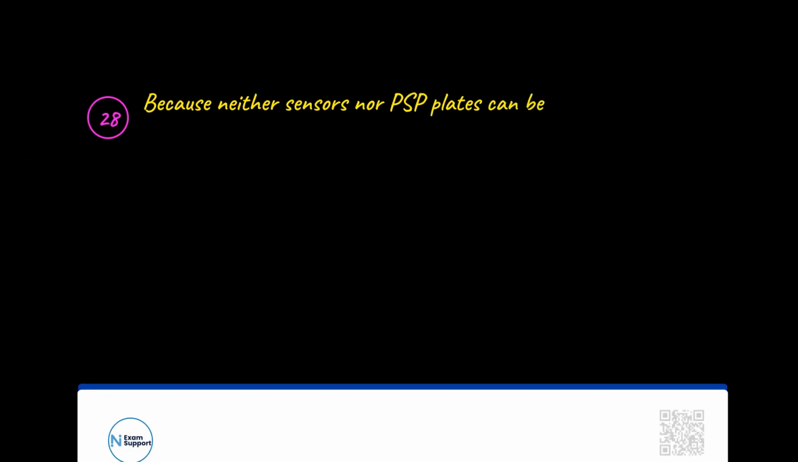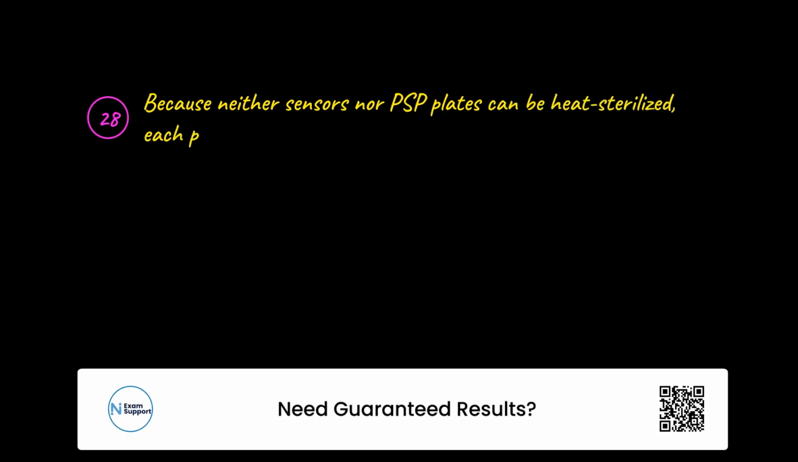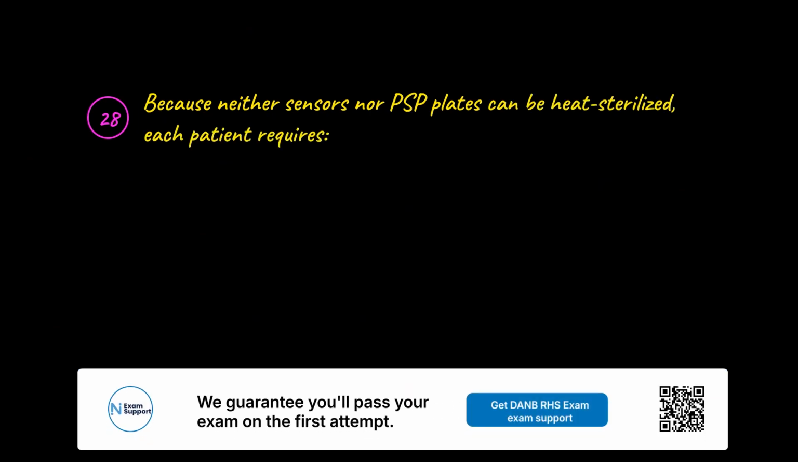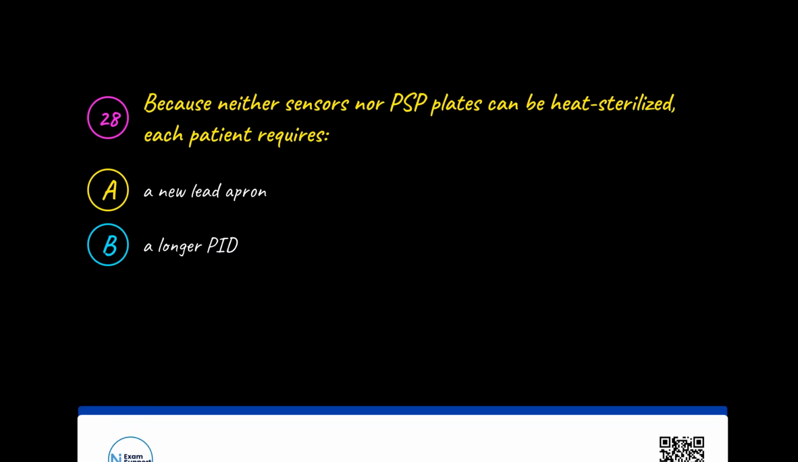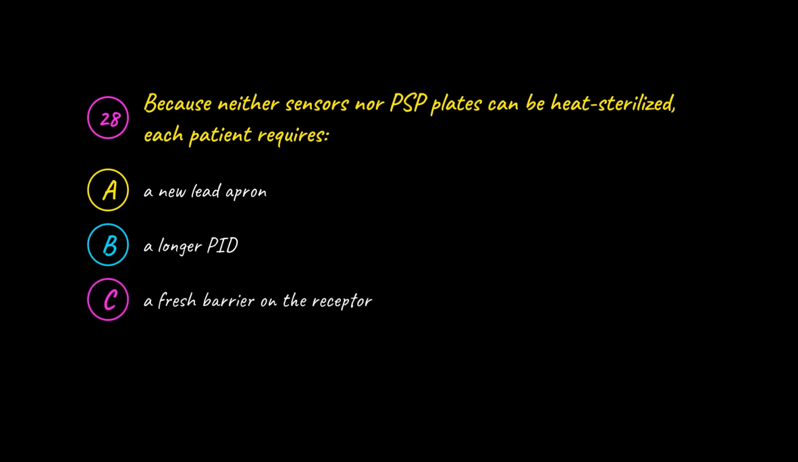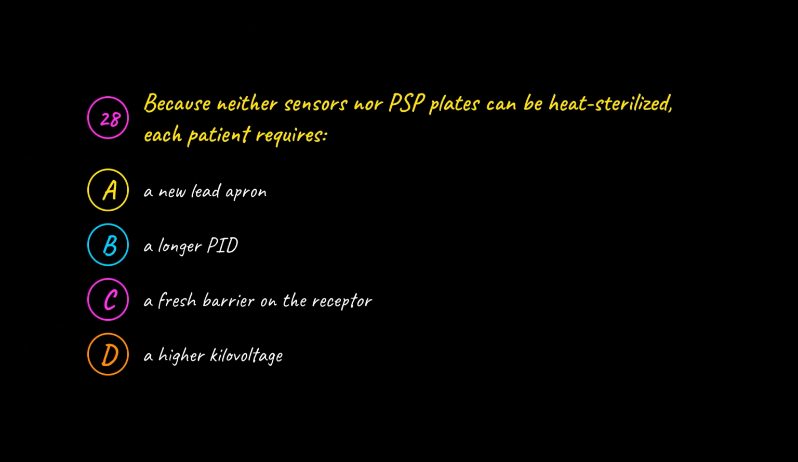Question 28. Because neither sensors nor PSP plates can be heat sterilized, each patient requires. Your options are A. A new lead apron, B. A longer PID, C. A fresh barrier on the receptor, D. A higher kilovoltage. What's your answer? Commit to one before I continue.